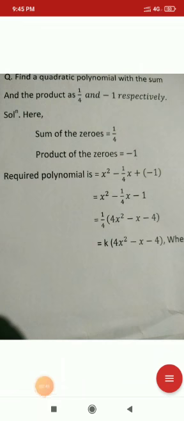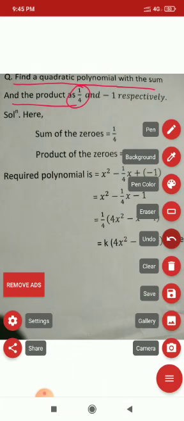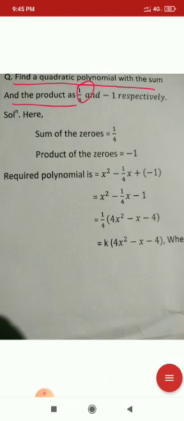Now one more example is taken. Here zeros are not given. Here the sum of the zeros and the product of the zeros are given. We have to find the polynomial. Find a quadratic polynomial with the sum and product of the zeros as 1 by 4 and minus 1 respectively. That is, here the sum of the zeros is given as 1 by 4, and the product of the zeros is given as minus 1. We have to find the quadratic polynomial.